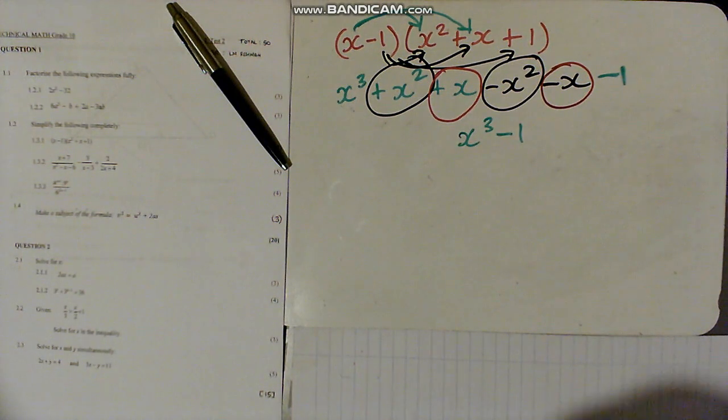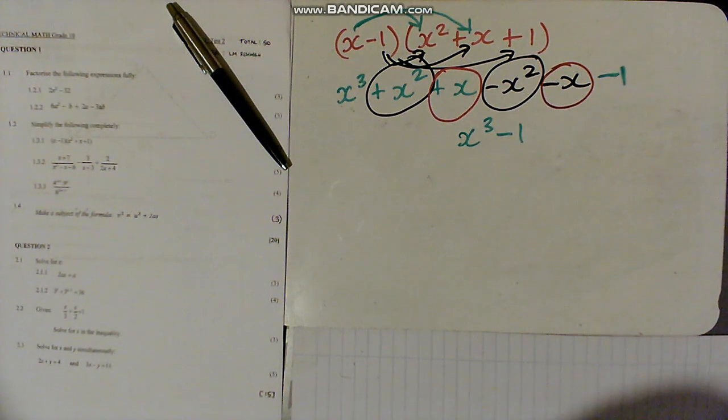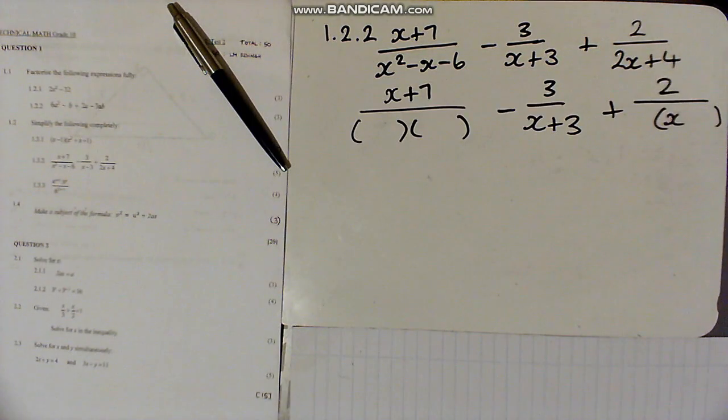Next, we're going to simplify a fraction, 1.3. Remember never to cancel the x's when you are adding and subtracting. First thing to do with these fractions is to factorize. So we can factorize all those denominators. First we'll factorize the trinomial on the left hand side, x squared minus x minus 6.